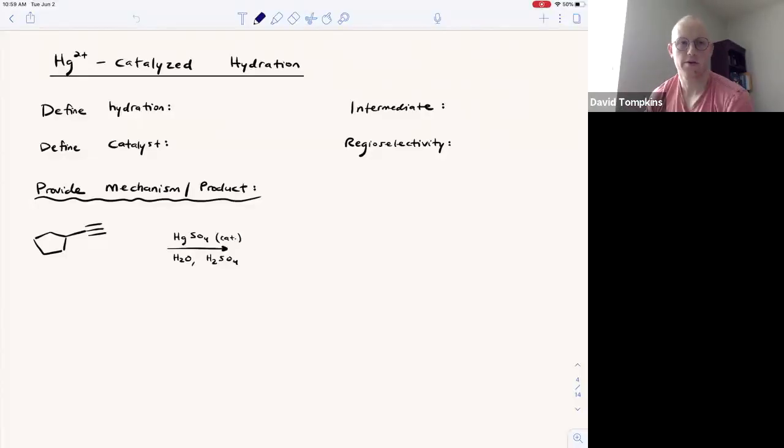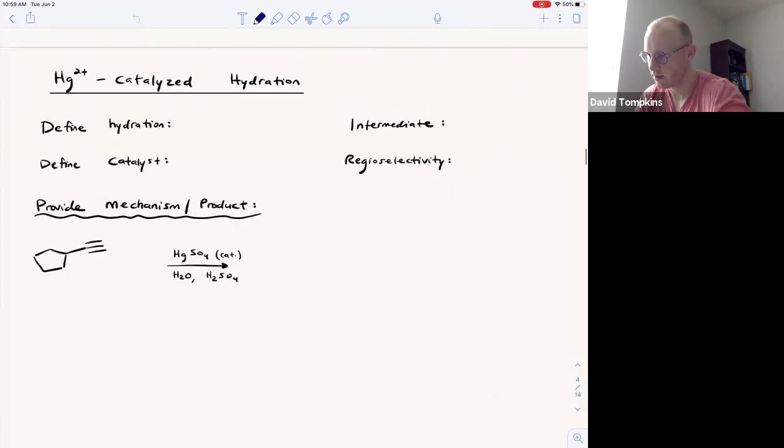So now we're going to move on to discuss various hydration reactions of alkynes, starting with mercury-2-catalyzed hydration, where mercury is the electrophile. And recall that this is going to be in category B, because mercury is a large atom that has at least one lone pair. So hydration, of course, means the addition of water.